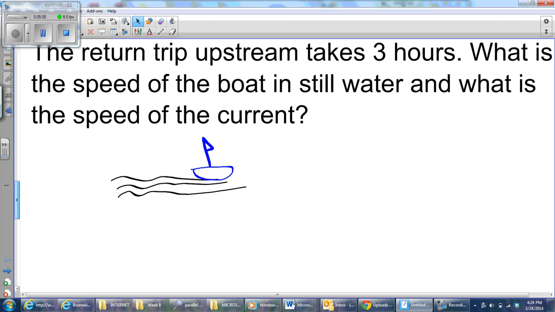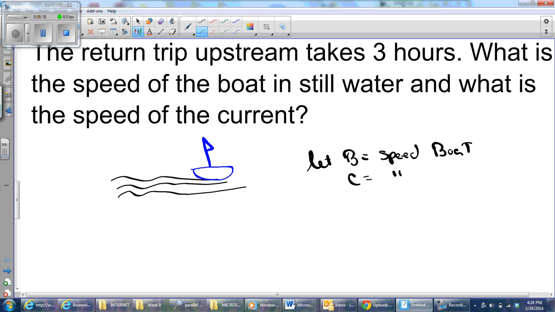So what's the speed of the boat initially? Well, I don't know. So I'm going to let B equal the speed of the boat. I don't know the speed of the current either. I'm going to let C equal the speed of the current.